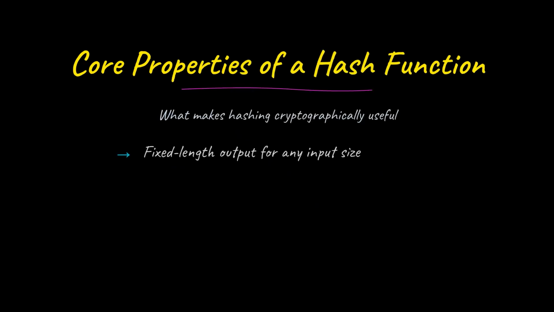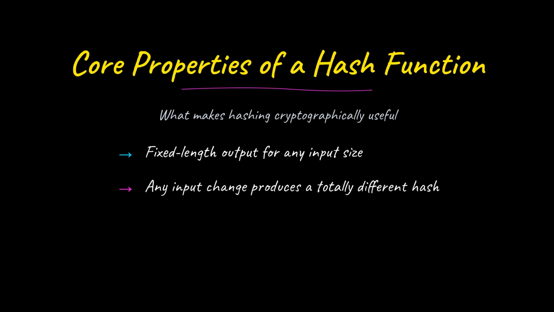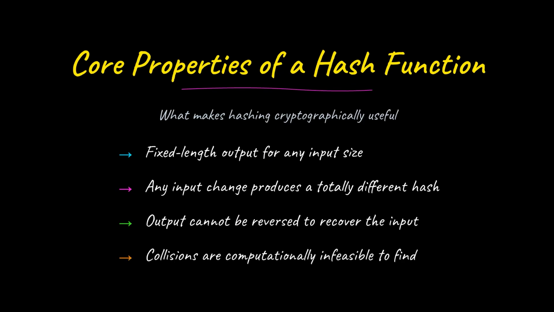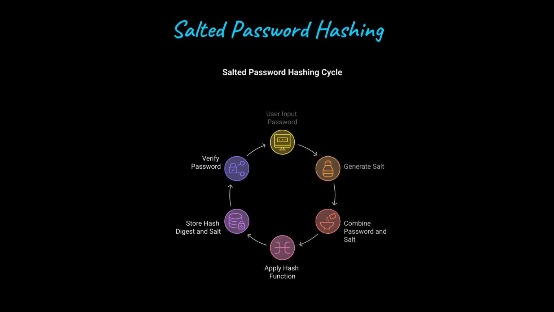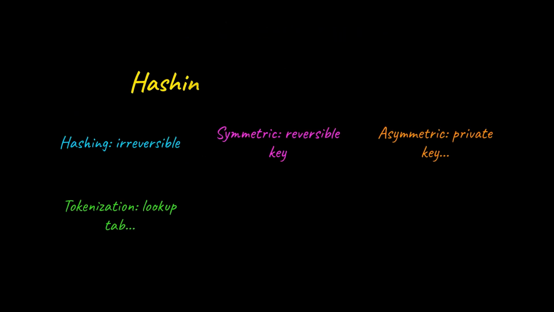Every hash function shares 4 defining properties. The output length is always fixed regardless of input size. Even a single bit change completely alters the digest. The process is irreversible, and finding 2 different inputs that produce the same hash is computationally infeasible. In practice, a retailer never stores your actual password. It combines your password with a random per-user salt, runs it through the hash function, and stores only the resulting digest. At login, the same process is repeated and the digests are compared. No plain text password is ever retained.